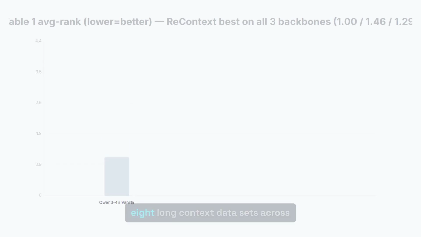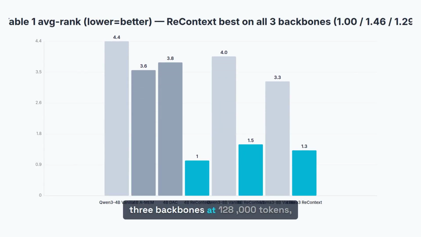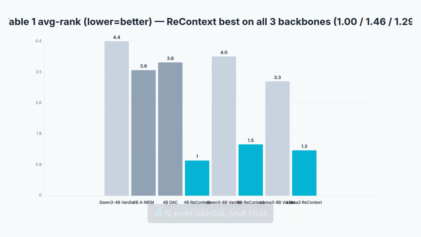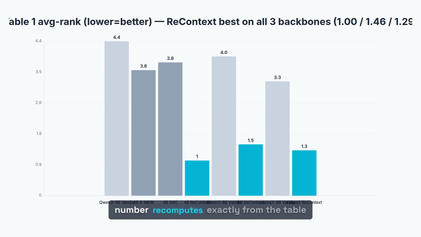On the main benchmark, 8 long context datasets across 3 backbones at 128,000 tokens, ReContext takes the best average rank on all 3 models. Qwen 34 billion, rank 1.00, column max on every one of 14 metric cells. Qwen 38 billion, 1.46, Llama 38 billion, 1.29. Averaged accuracy climbs 24.6% over vanilla, and that number recomputes exactly from the table cells. No rounding story, just the gain.